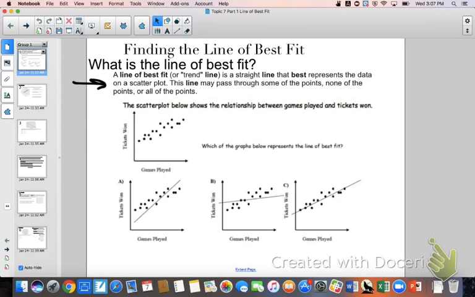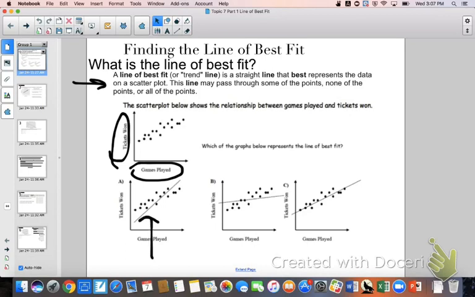The scatter plot below shows the relationship between games played and tickets won. So right here you have tickets won and games played. The more you play games, the more tickets you win, so that trend line is going to have a positive correlation. So which one represents the line of best fit?